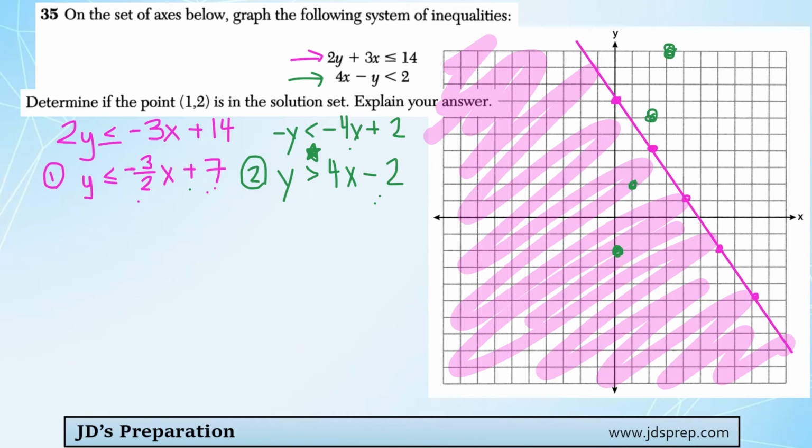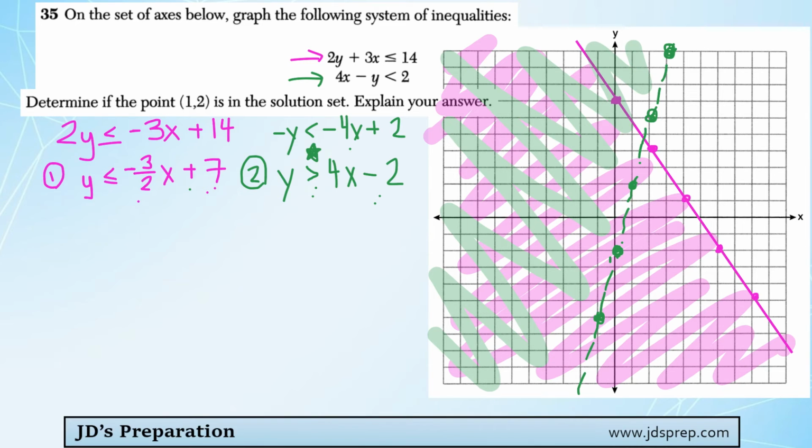Now, for connecting these dots, I'm going to be careful to not draw a solid line because the solution set does not include the line. It has to be greater than it. So I'm going to draw a dotted line instead to represent that. Okay, like that. And the solution set of this one is that y has to be greater than that line. So we're going to highlight everything above that line, like so.